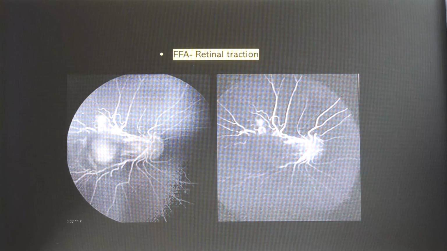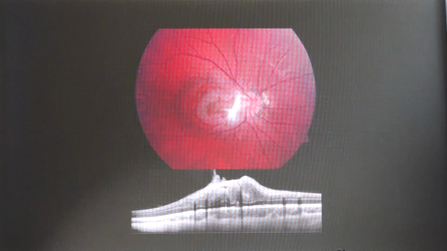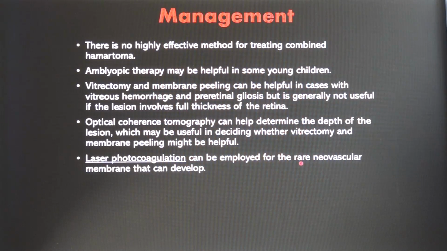So if you go ahead and do a fundus fluorescein angiography, the dragged appearance and retinal traction bands are very, very visible. OCT will help show an irregular lesion with retinal traction into a sawtooth or folded pattern, as visible here. So that is what is replacing the entire thickness of the retinal tissue over here. So management-wise, there is no highly effective method for treating any of these lesions.